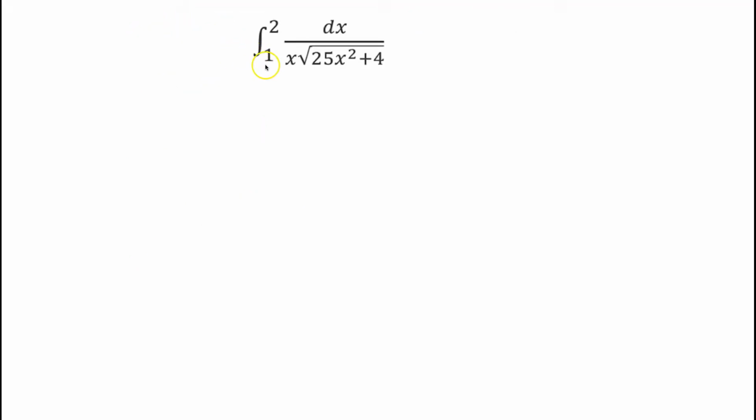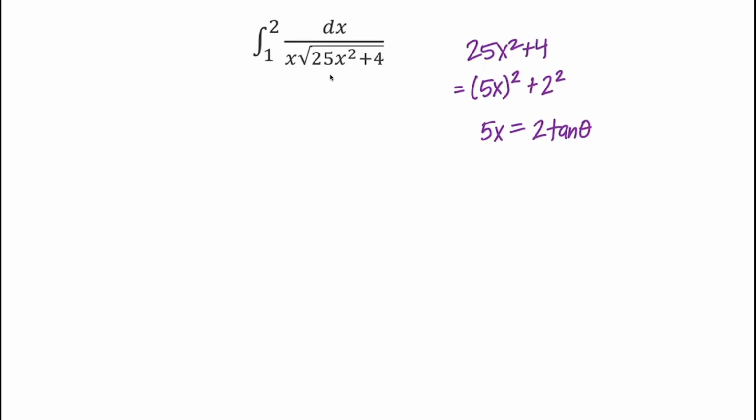Now let's find the integral from 1 to 2 of dx over x times the square root of the quantity 25x squared plus 4. So here, the part underneath the square root that we're going to focus on is 25x squared plus 4. And we have that 25 in front of x squared, so we want to think about it as quantity 5x squared plus 2 squared, so that we can identify that the trig sub we're going to do is that 5x is going to equal 2 tangent theta.